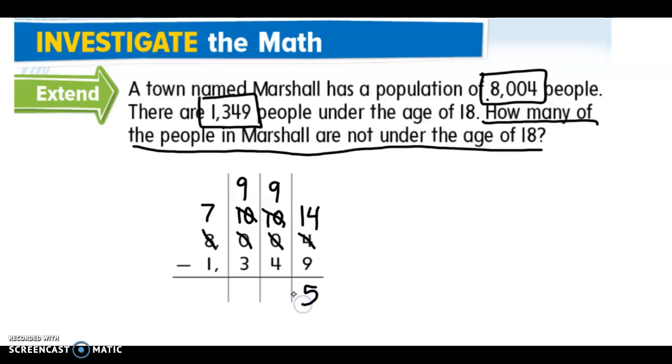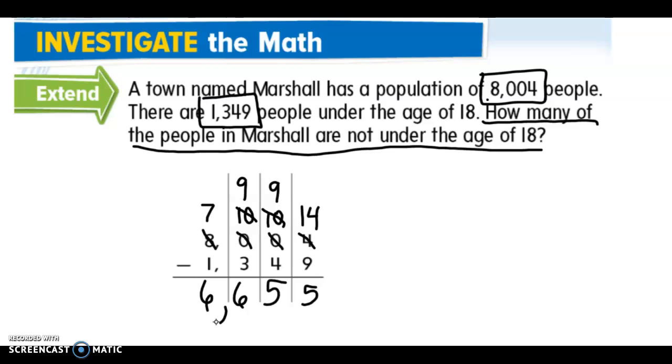Here we go. Even teachers make mistakes. 9 minus 4 is 5. 9 minus 3 is 6. 7 minus 1 is 6. So our answer is 6,655.